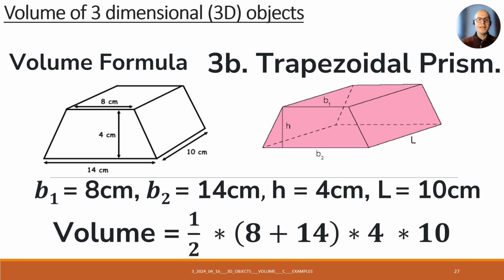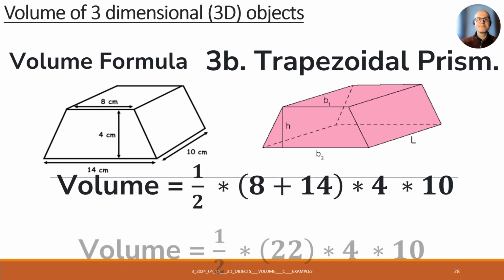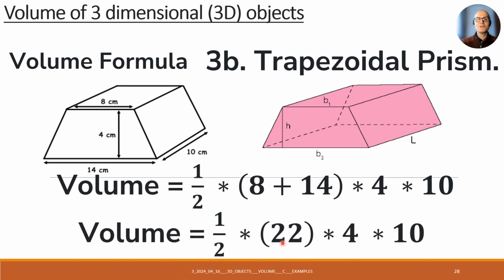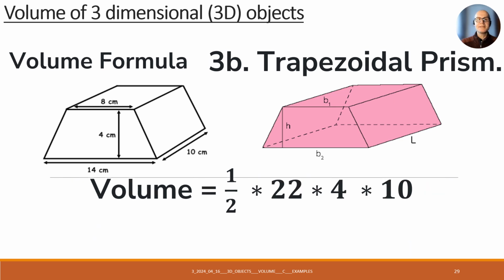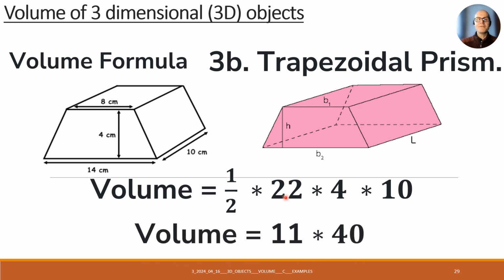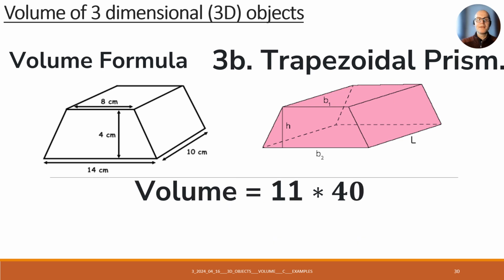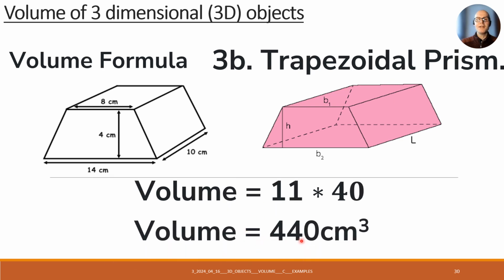BODMAS. So let's do the things in brackets first. 1/2 times 22 times 4 times 10. Let's start simplifying. 1/2 of 22 is 11, 4 times 10 is 40. 11 times 40 is 440 centimetres cubed.